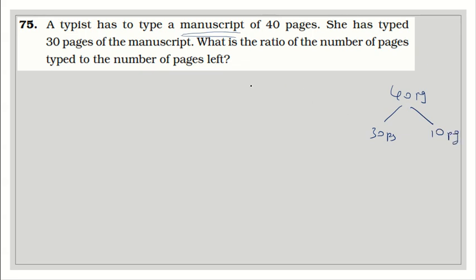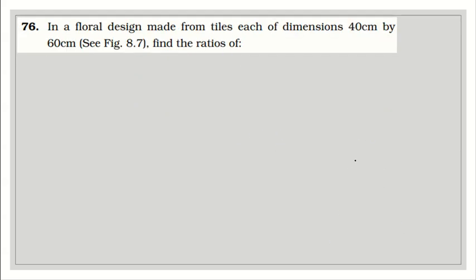What is he asking? What is the ratio of the number of pages typed to the number of pages yet to type, that is leftover? So 30 is to 10, which is nothing but 3 is to 1. So that much simple question it is. Now moving on to question number 76.